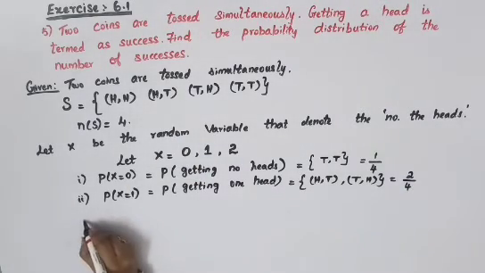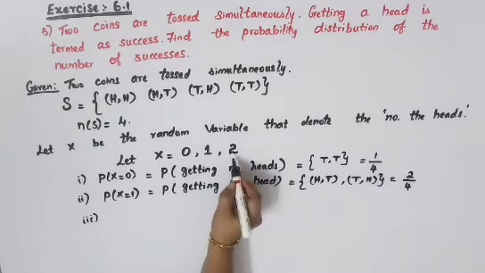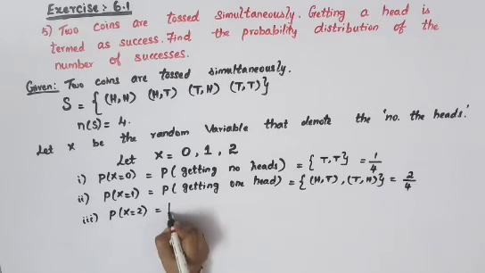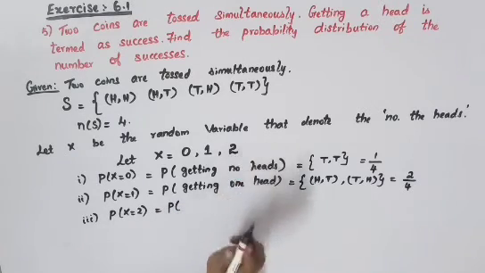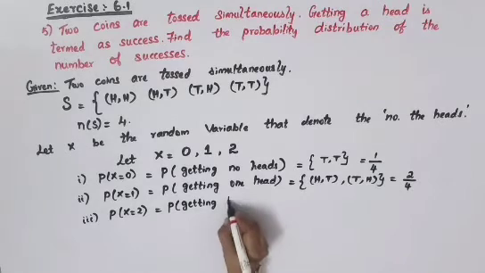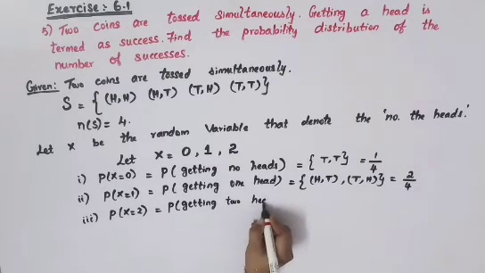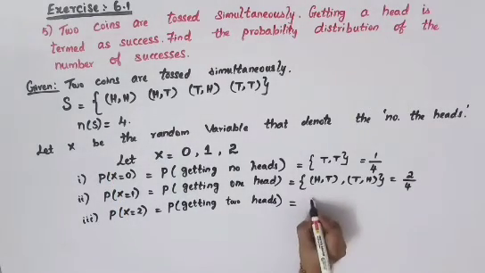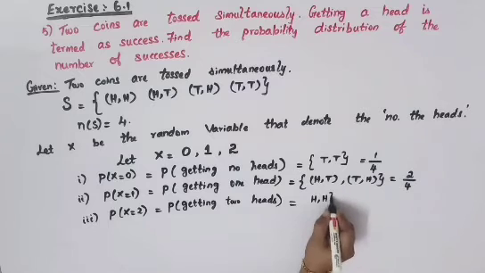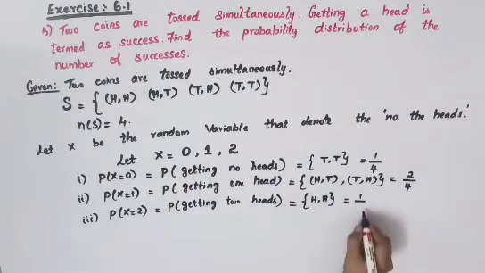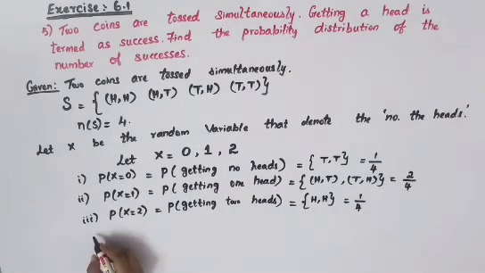So the third one is 2, so P(X = 2). That is the probability of getting both heads. 2 means 2 heads, you have to get it. So the probability of getting 2 heads, otherwise both heads. You have one option here, H comma H, and in both the coins you get a head. So that is equal to 1 divided by n(S), which is 4. So 1 by 4.